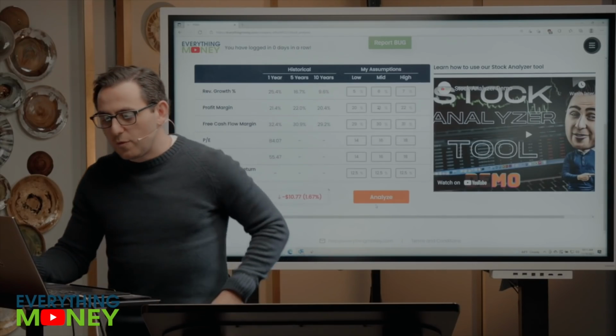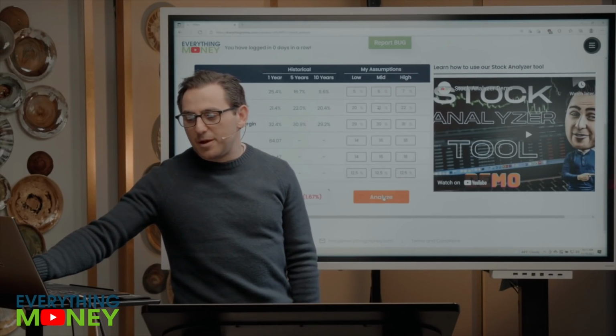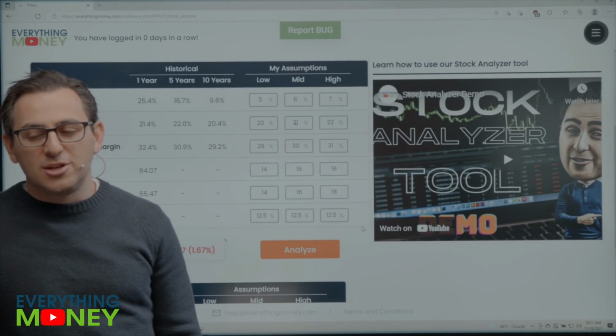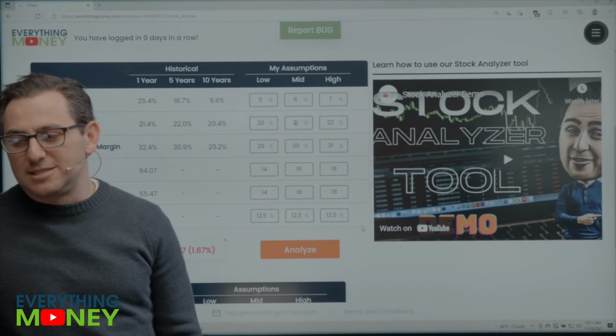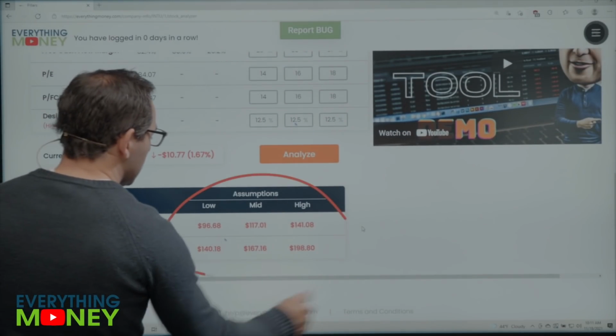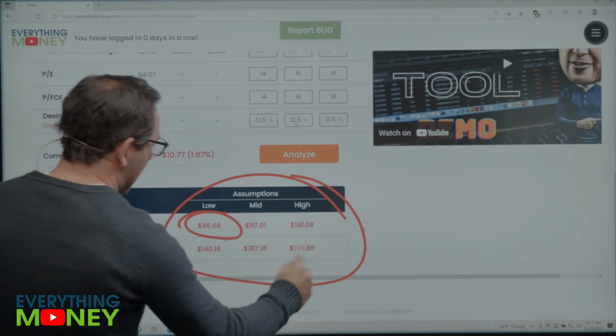Okay, so we put everything in here. We hit the analyze button. Why do you say it like that? $635 is our current price and our desired price is much lower. Oof. Uh-oh. Oh, hell no. Guys, we have a low of 97, a high of 200.